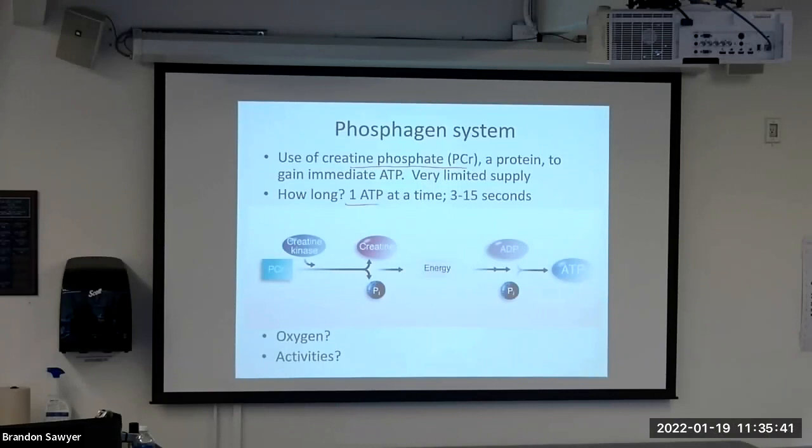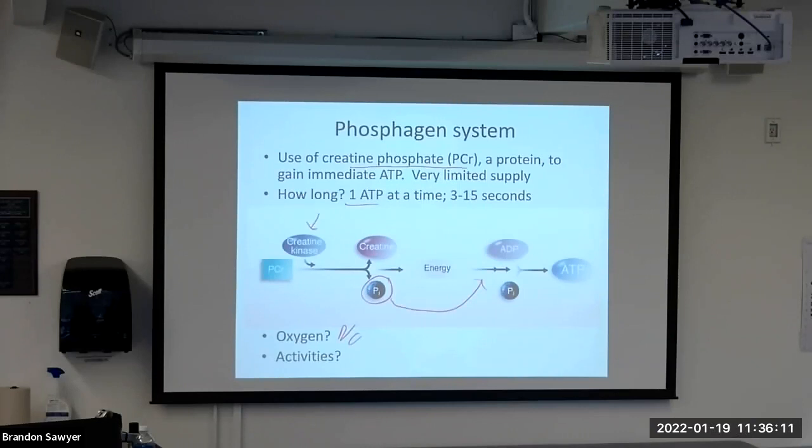But yeah, so this one is very simple. We have an enzyme called creatine kinase, which is the major enzyme involved in this. And what that's going to do for us is get that phosphate off of the creatine so it can bind to the ATP that's floating around. And then we can make ATP. Okay, so that's it. It's just really that single reaction to do that. And so obviously there's no oxygen used in this one.